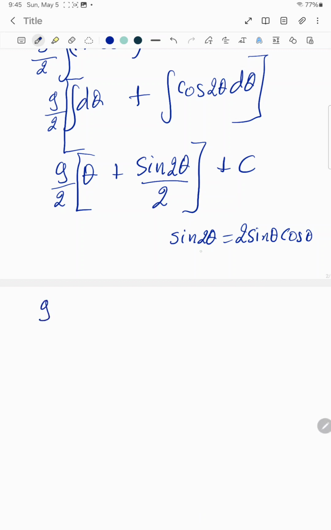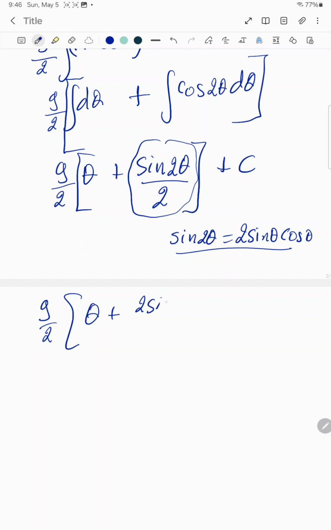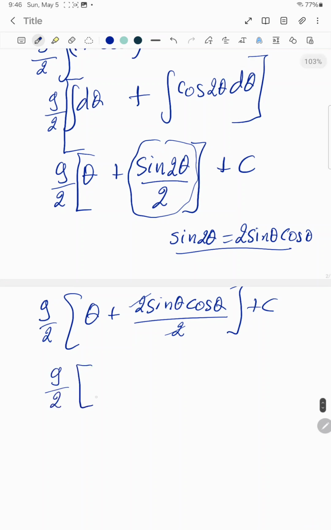So applying this formula here, it becomes 9 over 2 times theta plus, instead of sine 2 theta, I will put 2 sine theta cosine theta divided by 2, plus C. So the 2 here and the 2 here will disappear, and my final answer will become 9 over 2 times theta plus sine theta cosine theta, plus C.